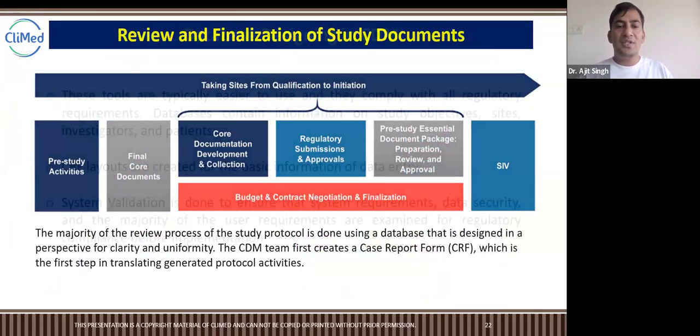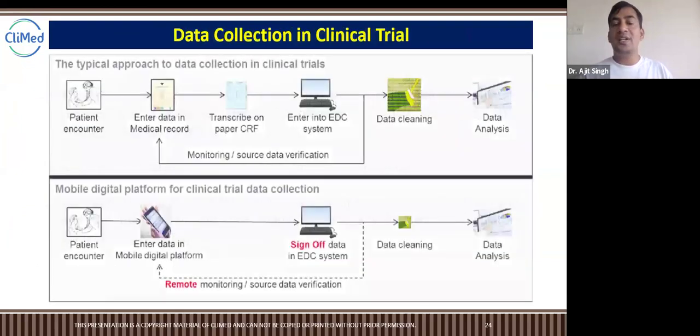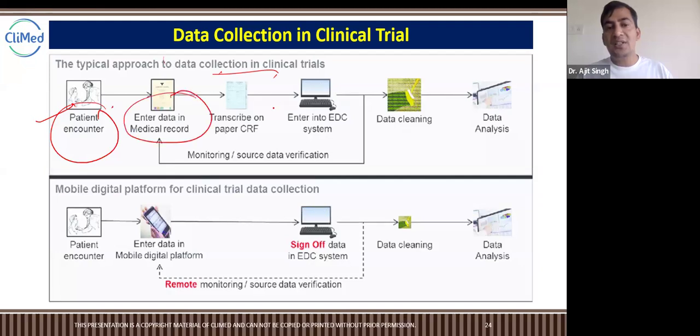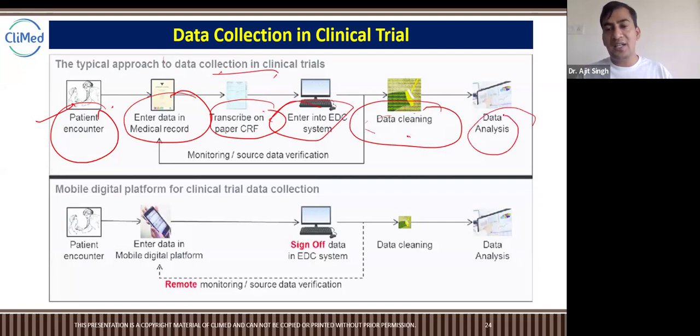Okay. And the CDM process says there are two types of data entry. One is direct data entry. One is manual data entry. See, the typical approach of data collection in a clinical trial is that the investigator or the clinical trial assistant meets the patient. They enter the data in the medical record physically. They transcribe the data from the paper CRF to the EDC system. Then the CDM team will clean the data and analyze the data.